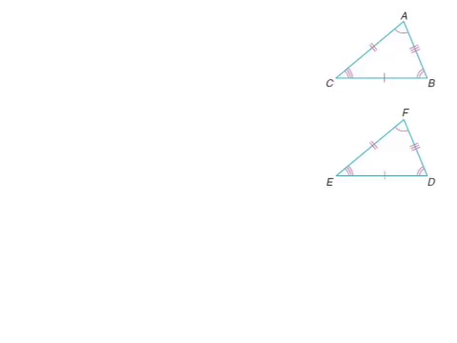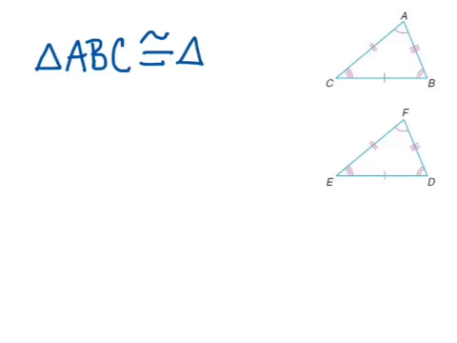So, since all 6 parts of our first triangle are congruent to all 6 parts of the second triangle, we may state that triangle ABC is congruent to triangle. Now, what I want us to do is to make sure that we name the next triangle in the correct corresponding order. Again, since angle A is listed first in our first triangle, I want to make sure that I list angle F first.